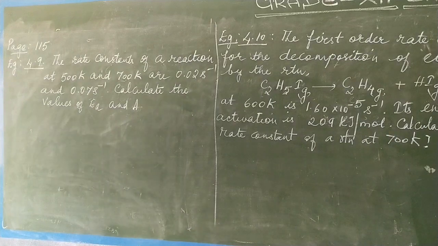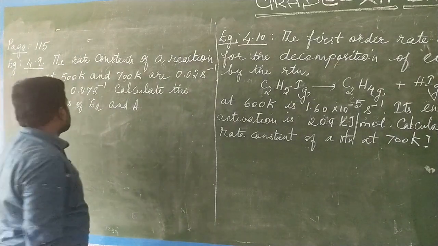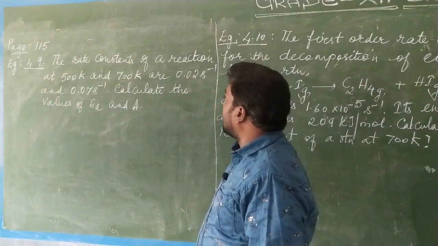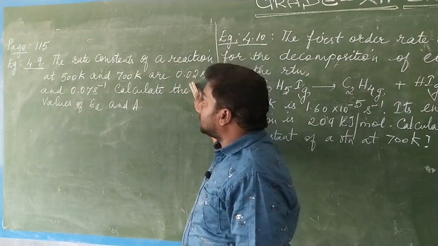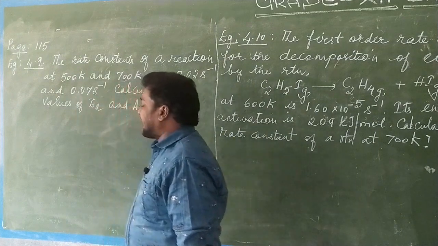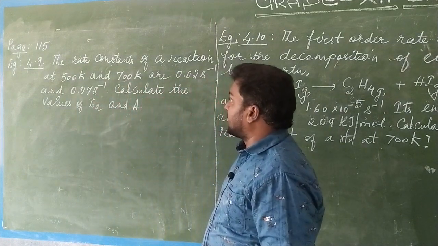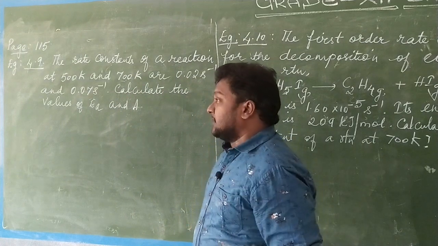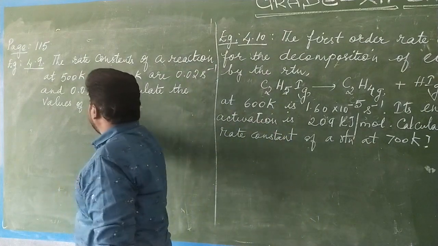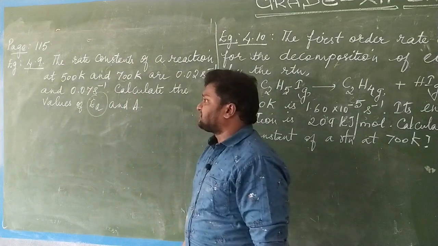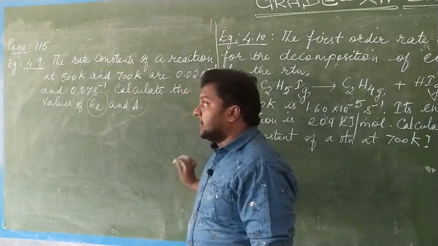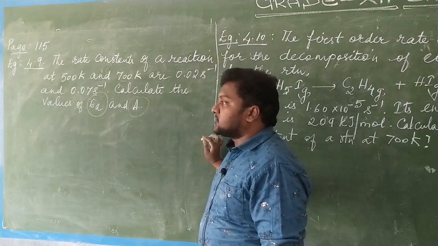We'll start with 4.9. The rate constants of a reaction at 500 Kelvin and 700 Kelvin are 0.02 second inverse and 0.07 second inverse. Calculate the values of EA and A. So we have to calculate the value of EA, the activation energy, and similarly we have to calculate the value of A. The A is nothing but the Arrhenius factor.